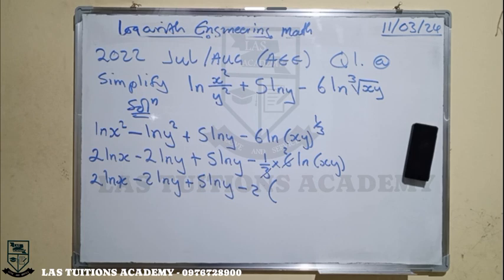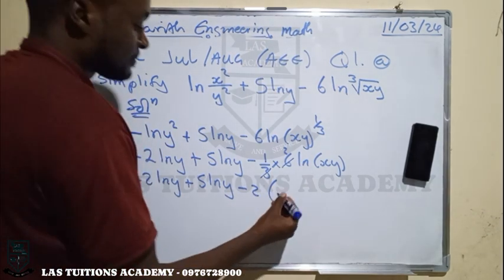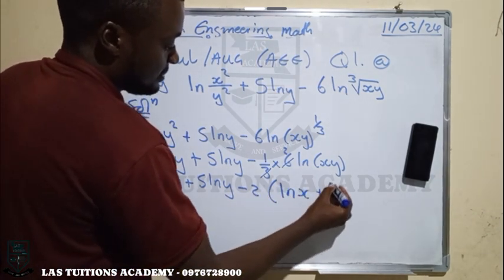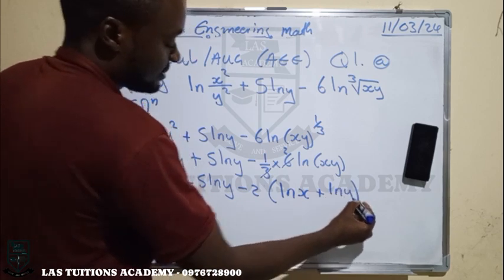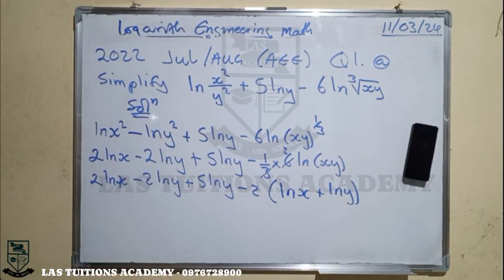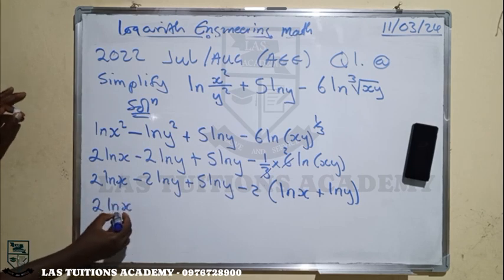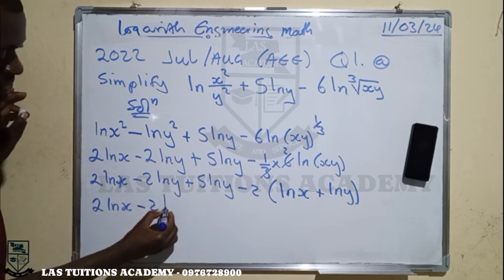Joshua. Okay, Brandon, yes? We'll have natural log x plus natural log y. Good, correct. So this is what we're going to have. So now we're going to have 2 natural log of x minus 2 natural log of.